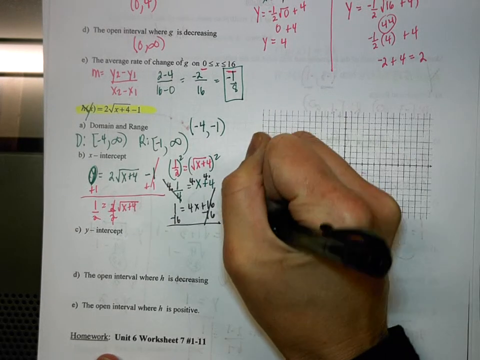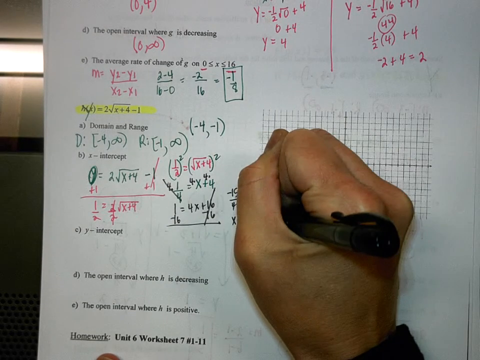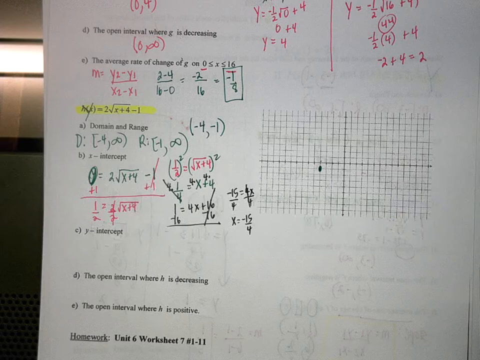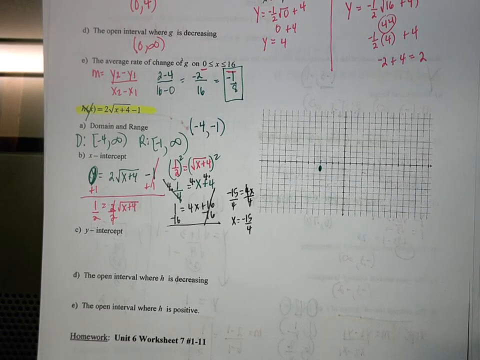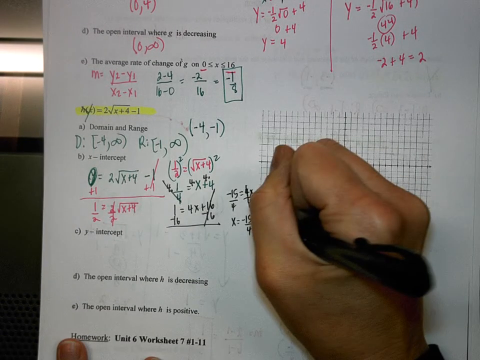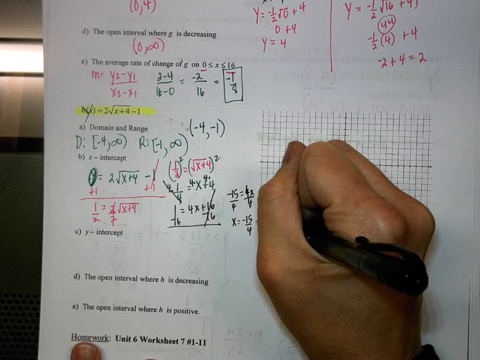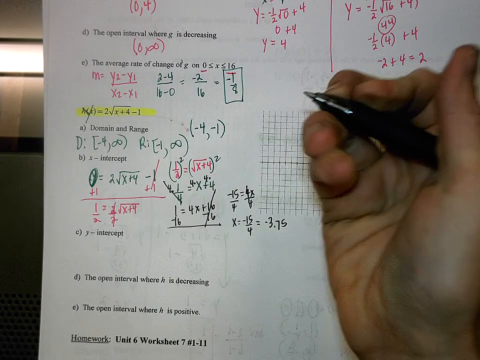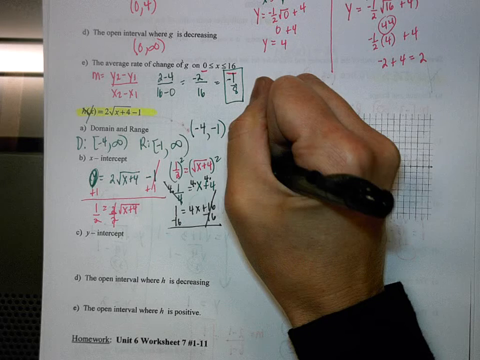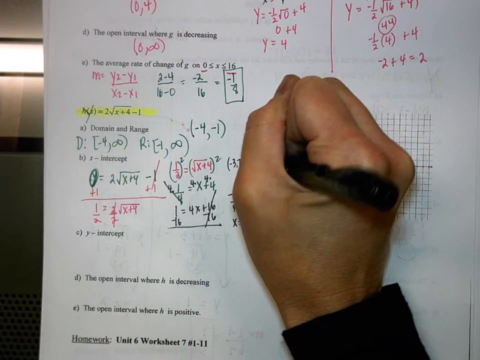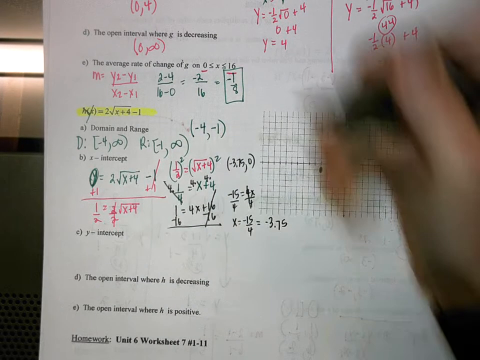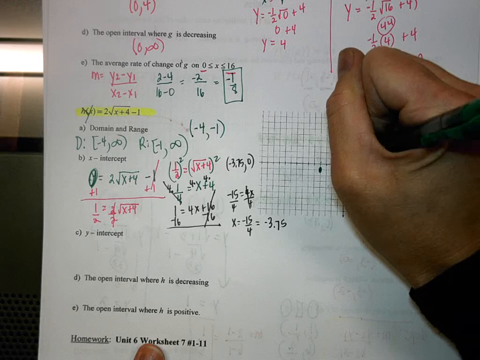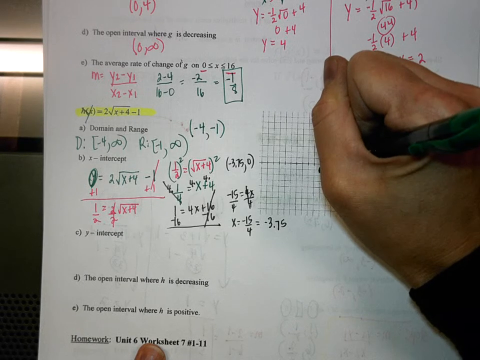So x equals negative 15 over 4, but I would probably go ahead and divide that in my calculator to get an approximate, or actually an exact, negative 3.75. So my x-intercept is negative 3.75, comma 0. So we're going to go and plot that. So negative 1, 2, 3.75, the x-intercept is about there.